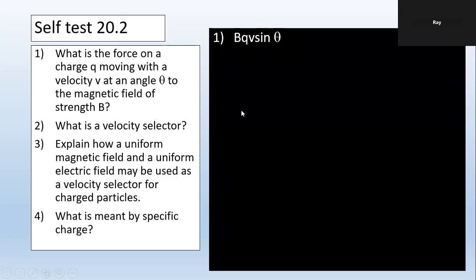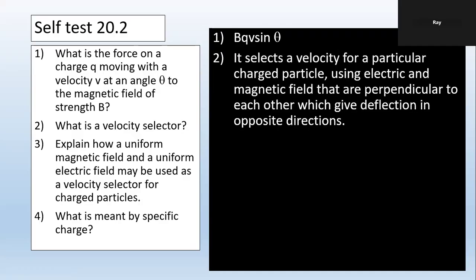What's the velocity selector? What does it mean? It only allows a specific velocity to pass through. It selects a velocity for a particular charged particle using electric and magnetic fields that are perpendicular to each other, which give deflection in opposite directions.